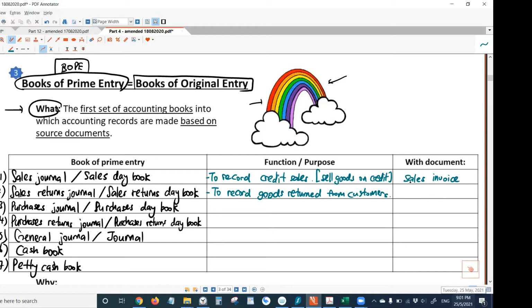When you're the supplier, you would call the credit note credit note issued because you are the one who issued the credit. Okay, next, purchases journal. So you're right, the function of it is used to record credit purchases, which means whenever you buy goods on credit, you would record it into the purchases journal. Okay, what do you think is the document?